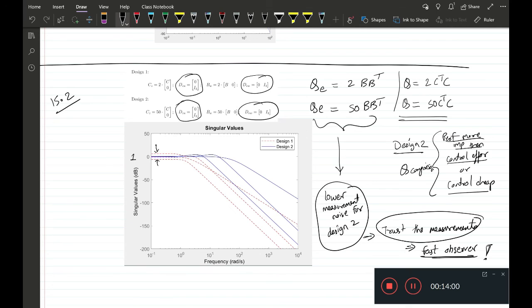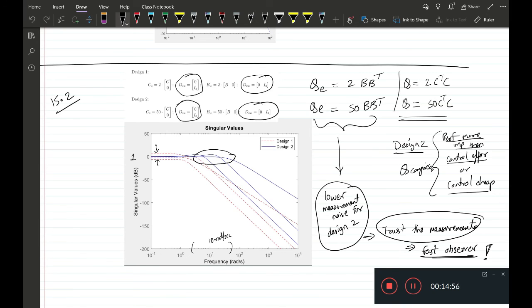which would mean that we have, as compared to design 2, a poorer performance in tracking for design 1. Now if we compare the frequency regions here, we see that design 1 will fail to track inputs with frequency ranges somewhere here. So for example, for an input frequency of 10 radians per second, design 1 will fail to track, whereas design 2 will be able to track an input of 10 radians per second.